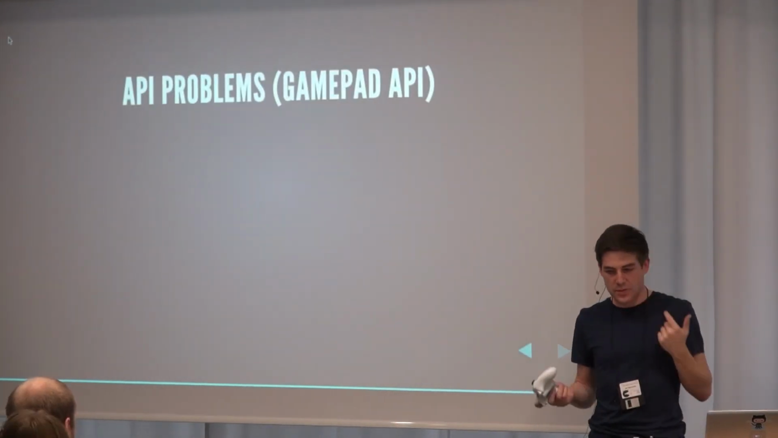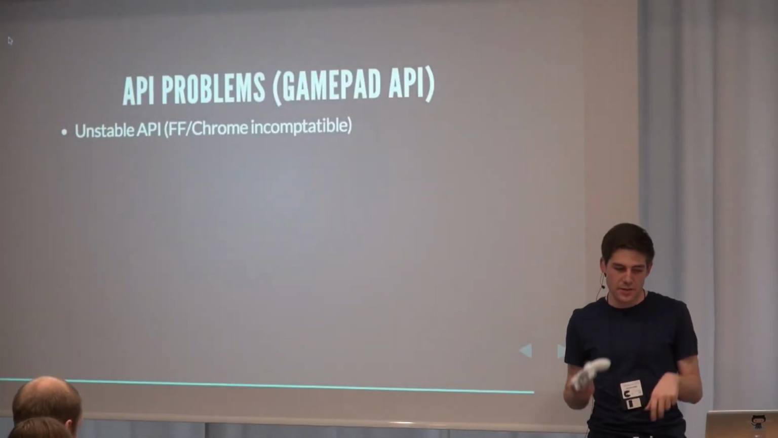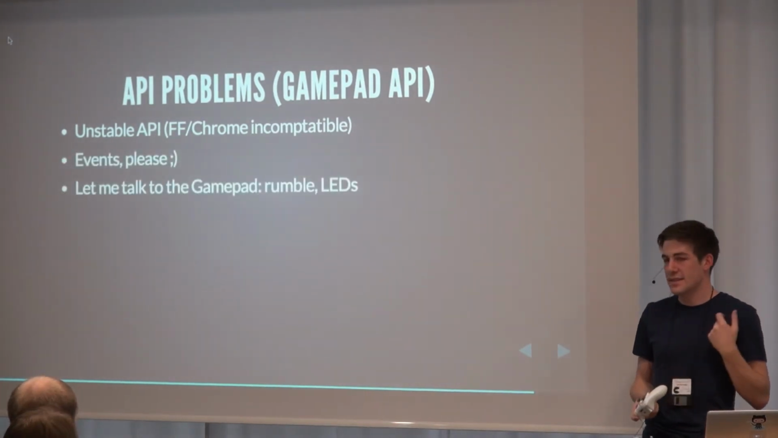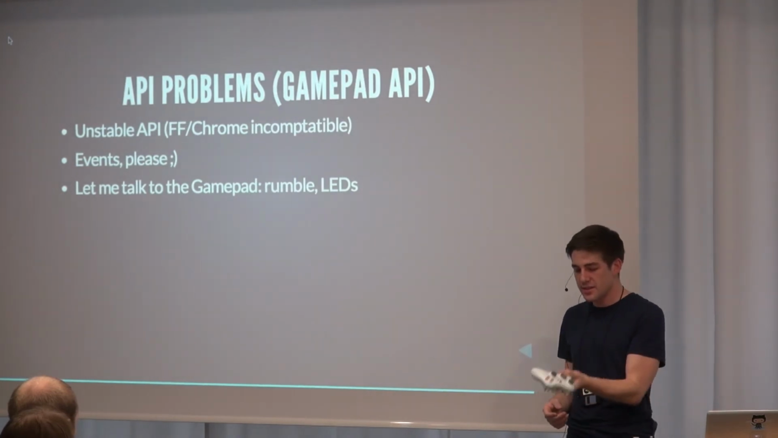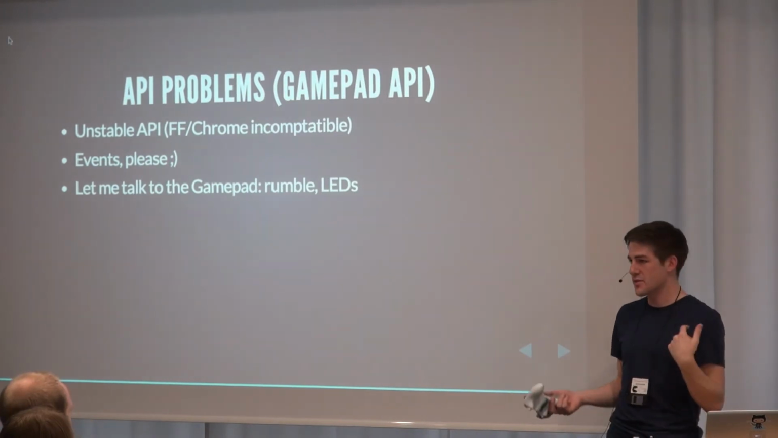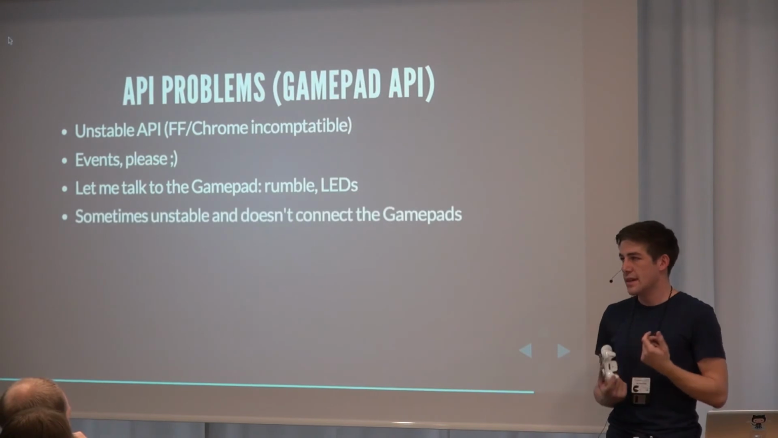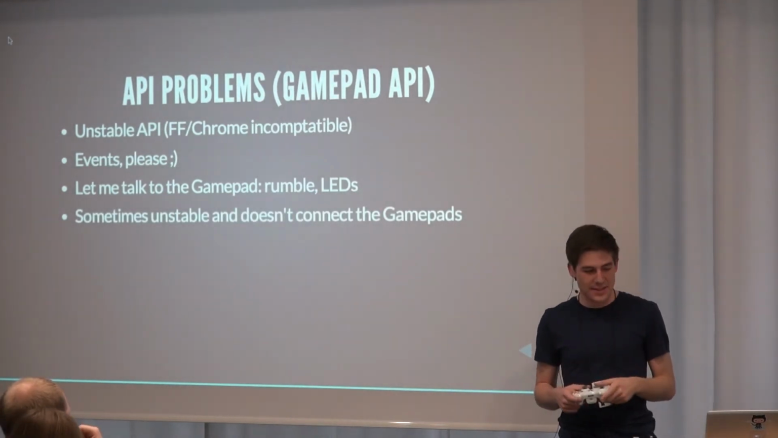And yeah, there are some problems with the Gamepad API. It's very unstable, and Chrome and Firefox are not compatible. I want events, and I want to talk to the gamepad, because now what we do is we read it. But this has awesome Rumble features, and this one has LEDs here, and I want to set them with JavaScript so I can have a nicer experience for the user. And sometimes it's unstable, and I can't connect the gamepads. It worked out today, yay!